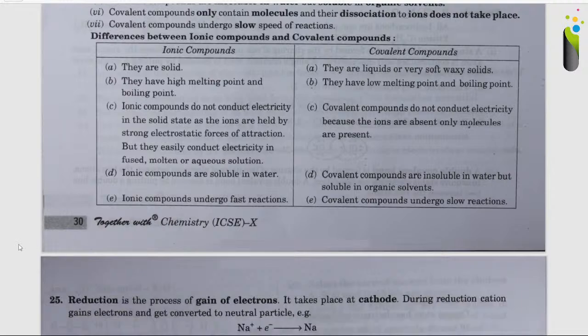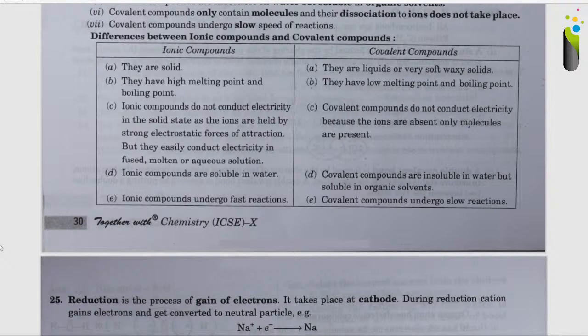Now here's a tabular form for you to understand the differences between ionic compounds and covalent compounds. Ionic compounds are solid, whereas covalent compounds are liquids or very soft, waxy solids. Ionic compounds have high melting point and boiling point, whereas covalent compounds have low melting point and boiling point.